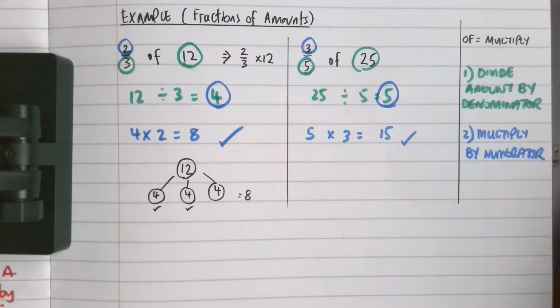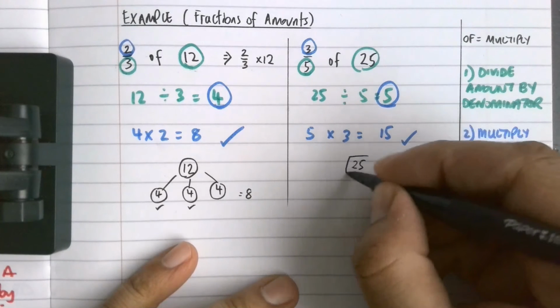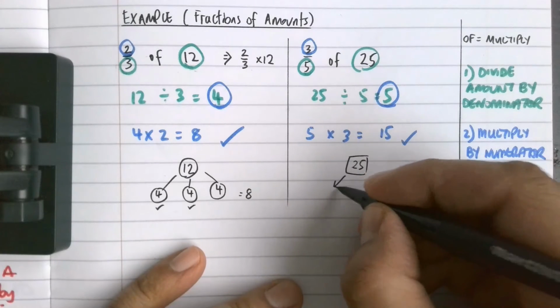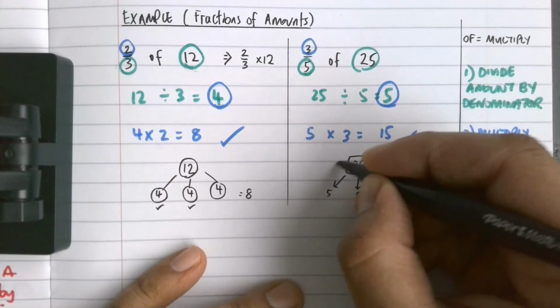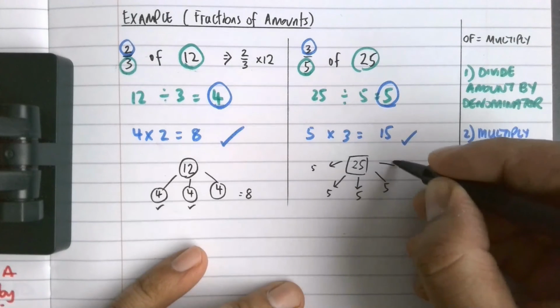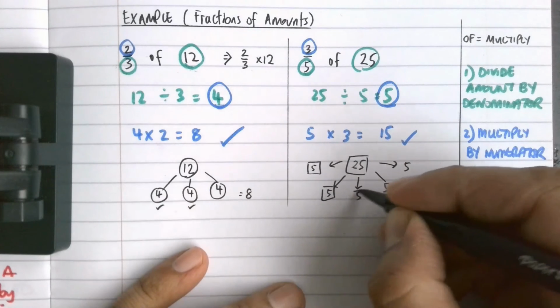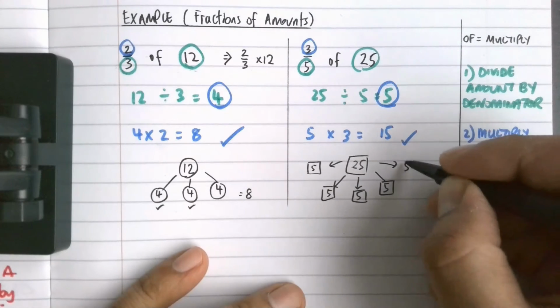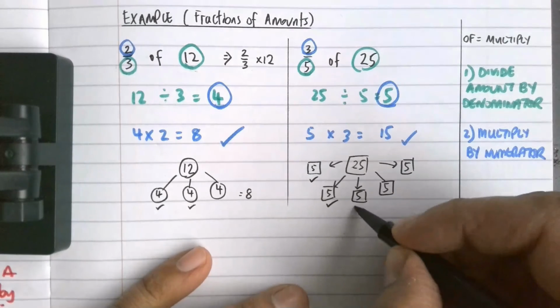So again, we split 25 up into 5 equal parts. So each of those is going to be 5. And then out of those parts, we only want 3 of them. So when we add up 3 of the parts, we get 15. And that's just a visual representation of the calculations we completed above. So 1, 2, 3, and they give you 15.